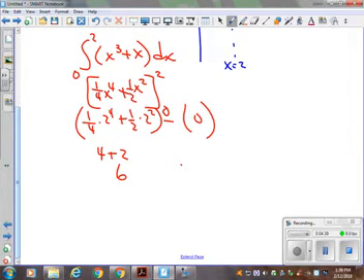Now, the next thing is, how do you find the second fundamental theorem of calculus?